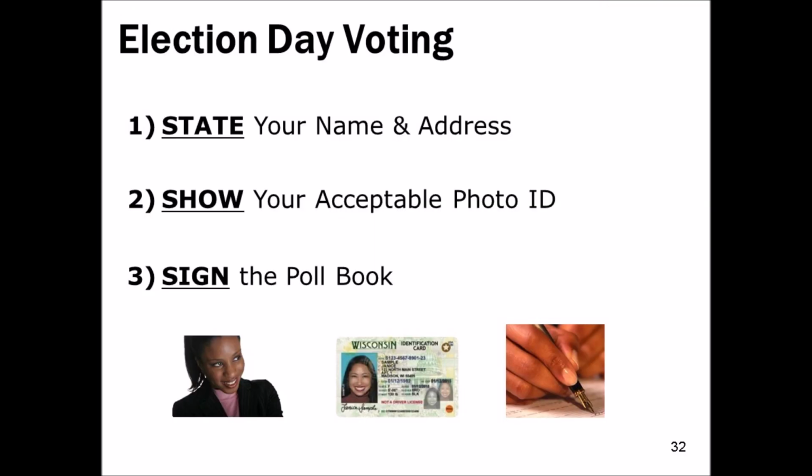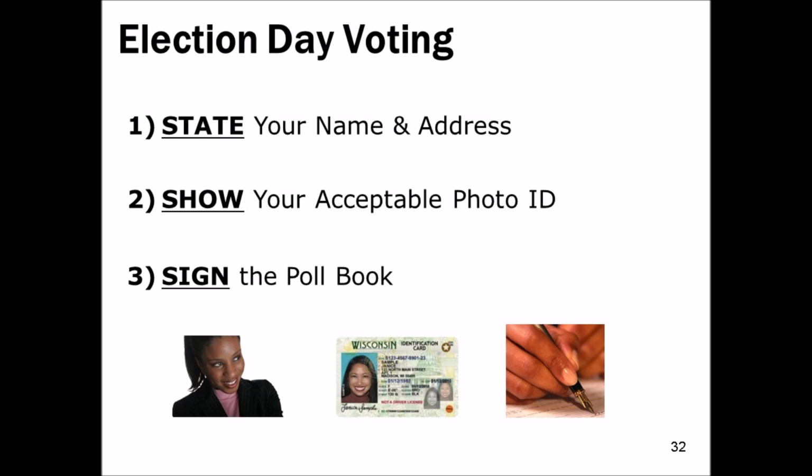All right, so once you get to the polls, you will need to state, show, and sign. To state, you will state your name and address to the poll worker. You must state your full name as you are registered and your current address. Then you will show your acceptable photo ID. Remember that the poll workers are looking at your ID to see that your picture reasonably resembles you, that your name conforms to the name on the poll book, and that your ID isn't expired or has expired within the acceptable time frame. You do not need to have a current address on your photo ID.